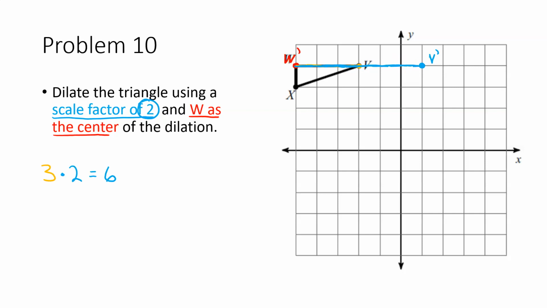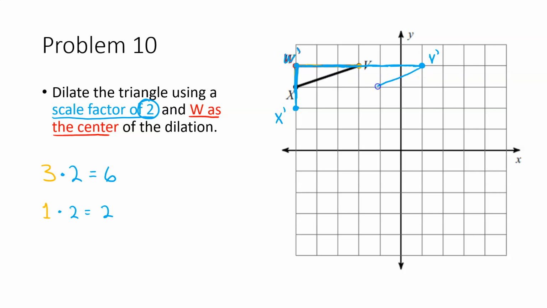What about from W to X? Well, from W to X, that used to be just 1 unit. So if we apply our scale factor to that length, we multiply it by 2, we get 1 times 2, which is 2. So now instead of just being 1, it's now going to be a distance of 2. This is now where your new X prime is going to be. And again, this was W prime. Right, so there we have it.